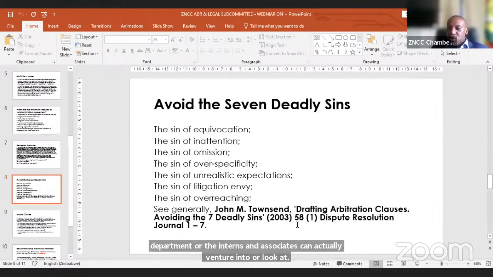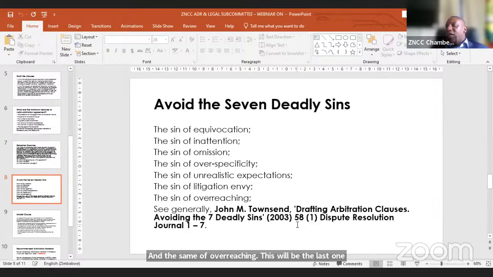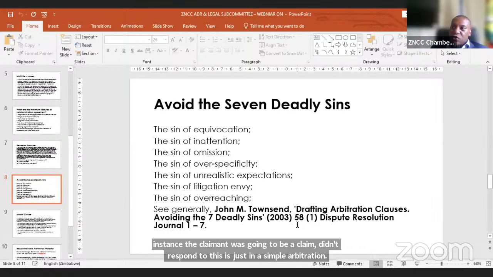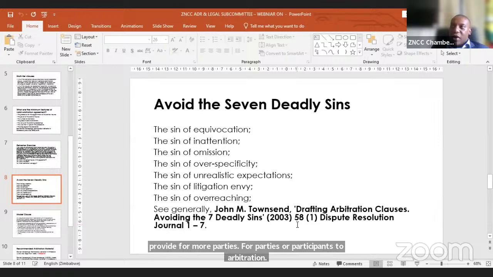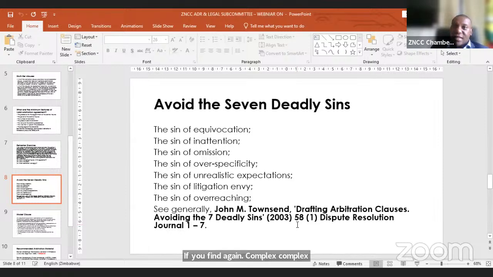And the sin of overreaching, this will be the last one here, whereby a party overreaches to such an extent that the arbitration may not appear to be fair to the other party. So this could be, for instance, the claimant, where there'll be a claimant and a respondent. This is just in a simple arbitration. Remember, now we've got more complex agreements which can provide for multiple parties or participants to arbitration. You find, again, complex contracts, your construction, even finance nowadays with solar projects or energy-related projects. You find that you've got various players, the banks, and all these people.